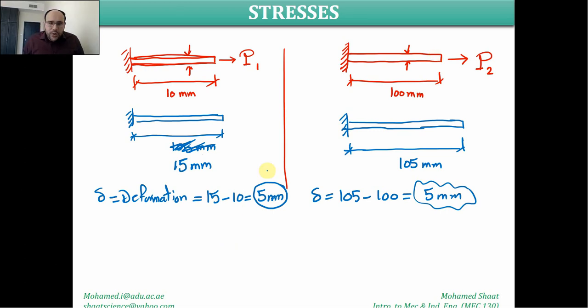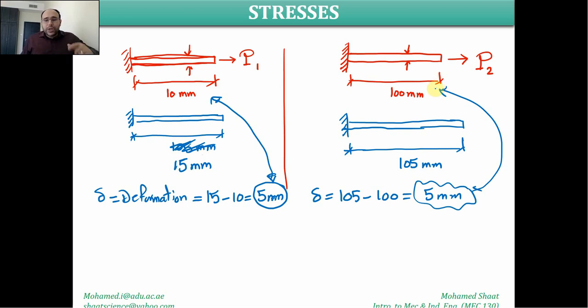Why? Because we have to compare, referring all the time to the original dimension. Comparing to the original dimension, this 5 is a big deal, but this 5 is not a big deal. It is not a big difference. So it means that this bar will not be affected that much like this bar. This one is likely the one that is going to be broken first. Make sense?